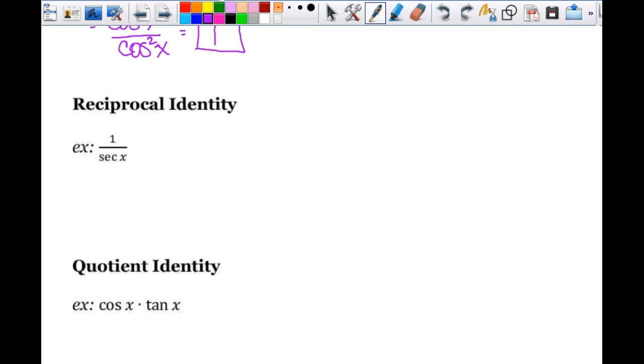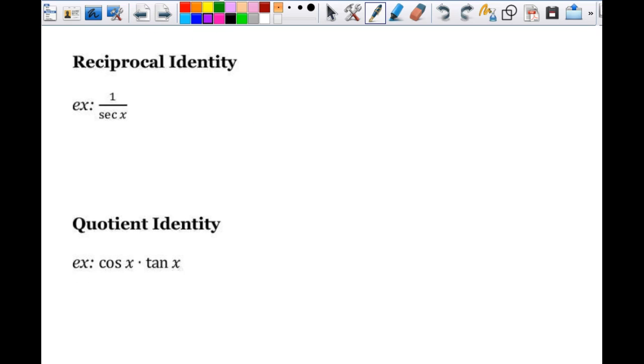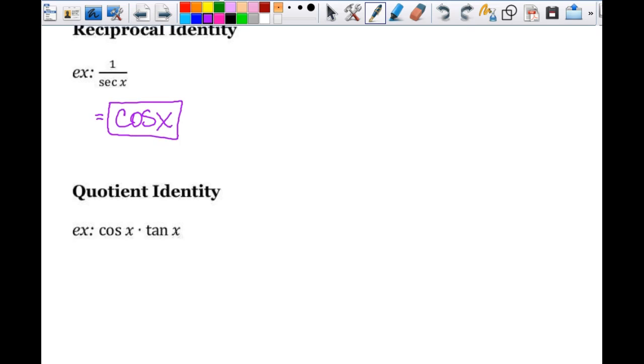Okay. Then the reciprocal identity. You have to know which ones are the reciprocals of what. So secant is the reciprocal of what? Cosine. So 1 over secant x is just cosine x, and that's it. It's something I can replace it with. Quotient identity can also be called ratio identity. I think that's what it actually says on the sheet I gave you, but it's the same. Ratio identity. Just so that you know it's the same thing.